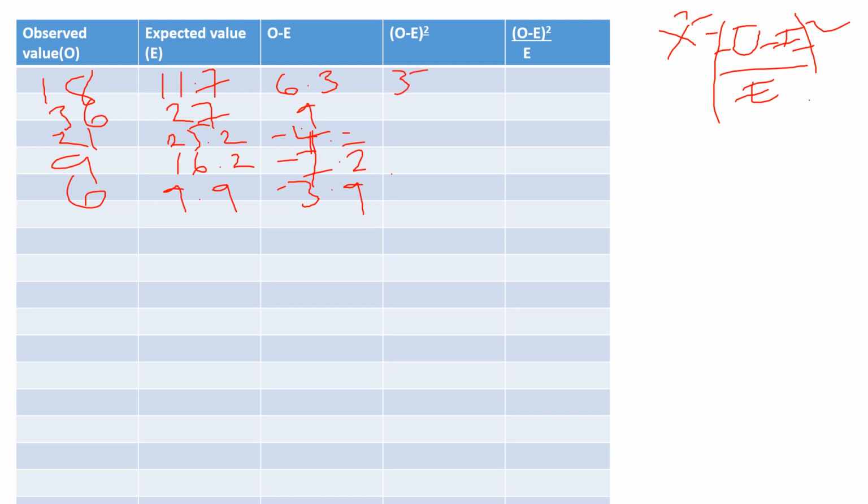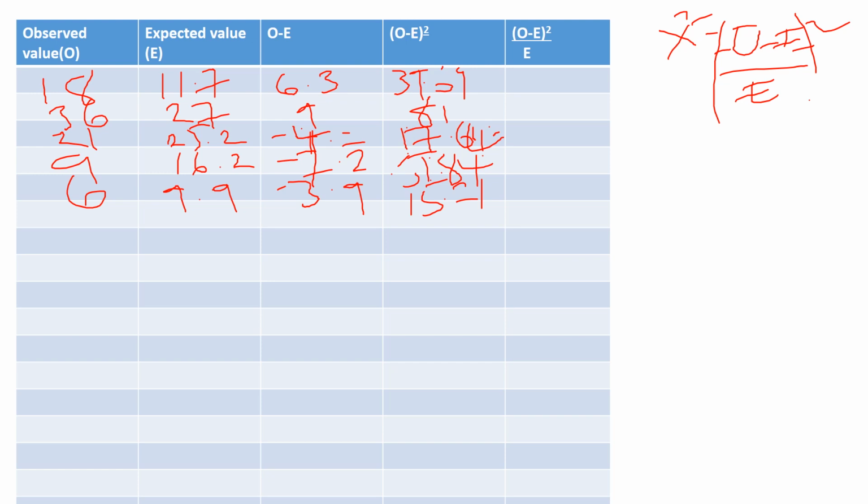So from that perspective, we have our observed value minus expected value, then we square. So we are going to square 6.3, and we get 39.69. 9 squared, we get 81, and then we square negative 4.2, we get 17.64, and then we also square negative 7.2, we get 51.84, and then we square negative 3.9, we get 15.21.